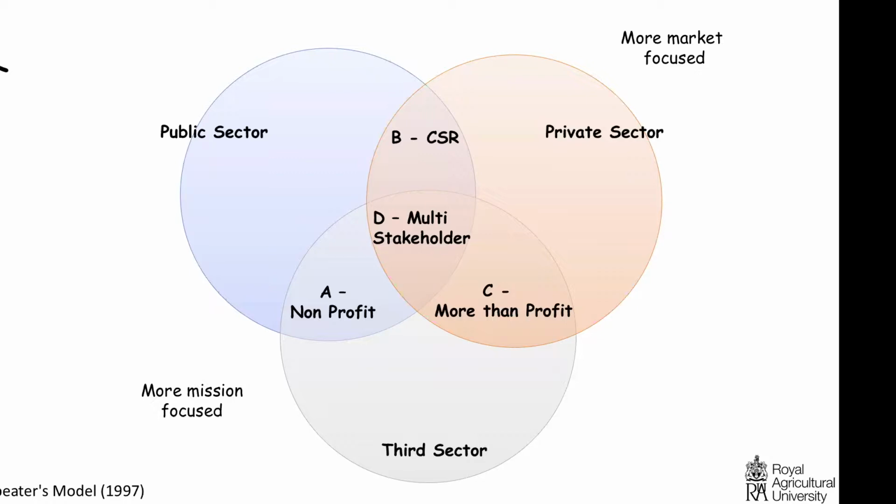But let me just, the diagram has a very different range of shades in the middle, and if we look at first A, the non-profit, you can be a third sector charity and also be partly owned by the public sector, and therefore you have a business entity which is a not-for-profit, a non-profit organization.